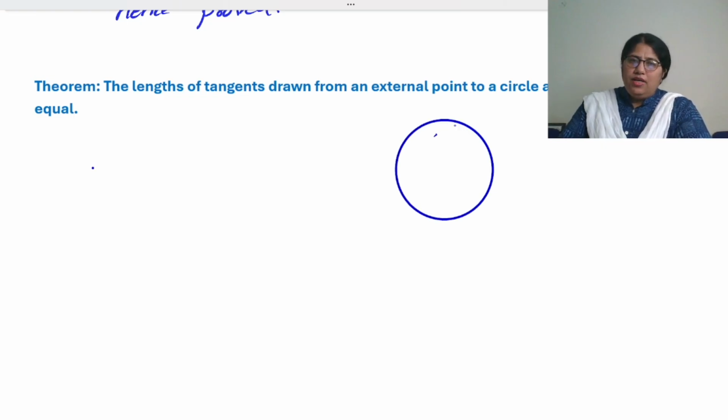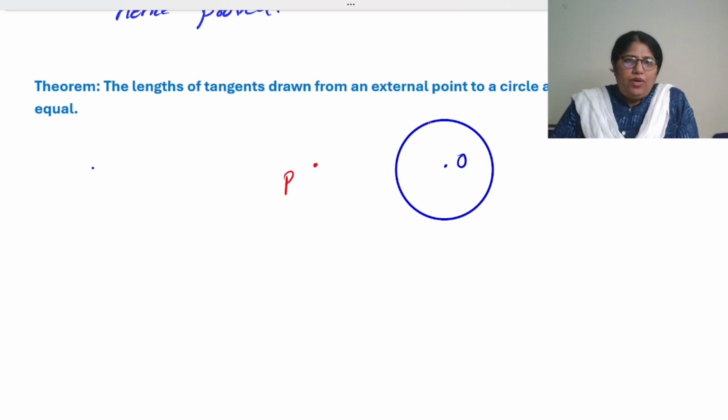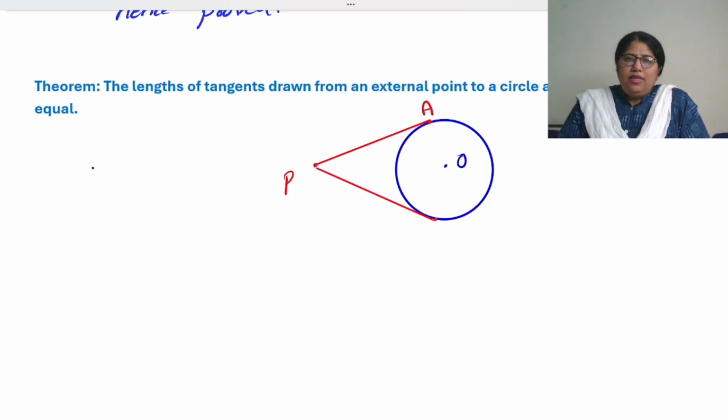So if I take a circle, now this is the center. Any external point is always going to be on the exterior of the circle. So take a point here, P, right? P is an external point, and if you draw two tangents, there are only two tangents possible to be drawn from an exterior point. So what are those two tangents? PA is touching the circle at A and PB is another tangent touching the circle at B.